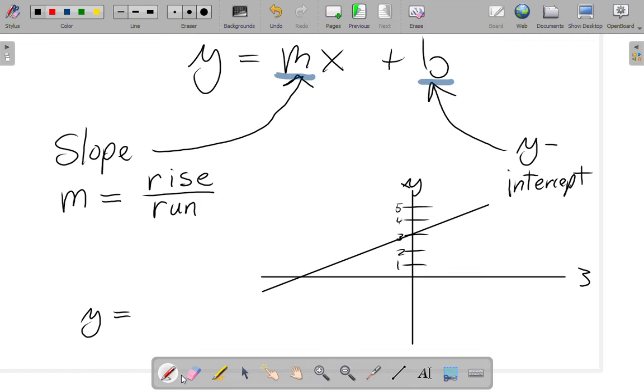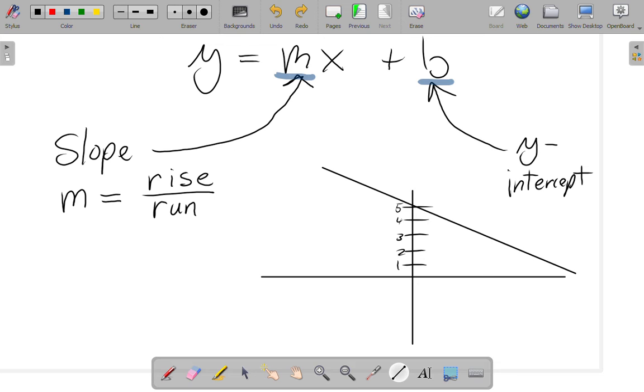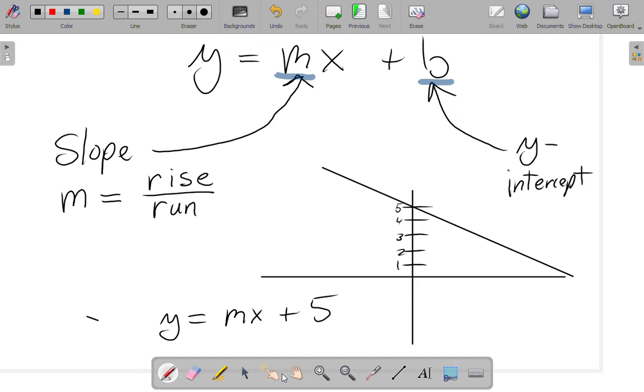Next, let me write a different equation here. If I show a different graph, let me just draw another graph. What if my graph looked like this? Where does this graph cross the y-axis? At 5. So I know for sure that when I write the equation for this, I'm going to write mx plus 5 because it crosses at 5. So that last number is always really easy to find. It's just where it crosses the y-axis.